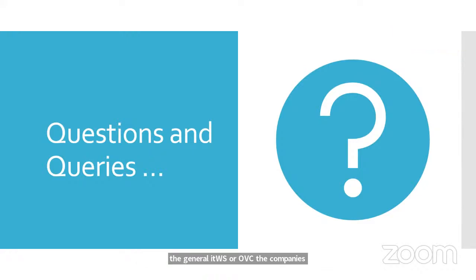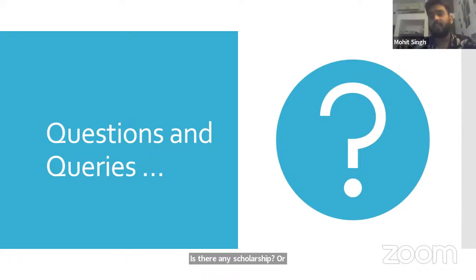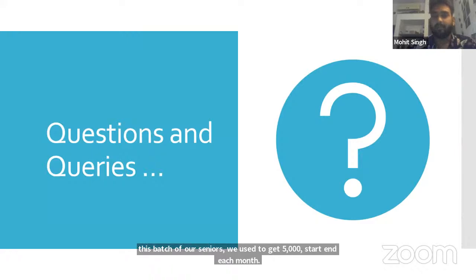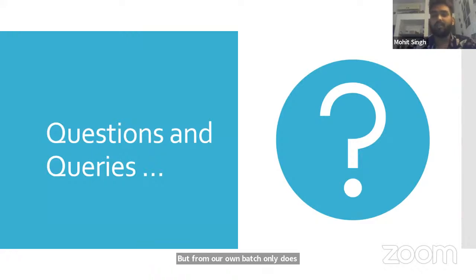Is there any scholarship or fee waiver? Earlier, the batch of our seniors used to get a 5,000 stipend each month. But from our own batch, the stipend has been stopped, and now we have a different thing called OCU, on-campus employment opportunity. It's a career sort of thing at IIT Jain, in which you have to apply, and then you might have to give interviews, or based on the vacancies you might get selected. The rate is 150 rupees for an hour, and you can do a maximum of 40 hours of work in a month.